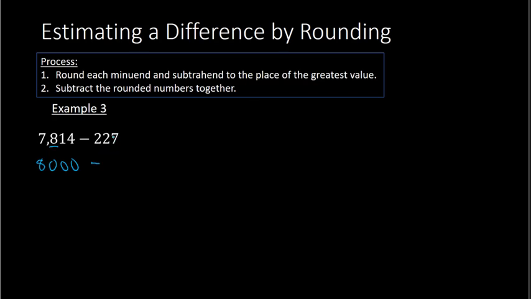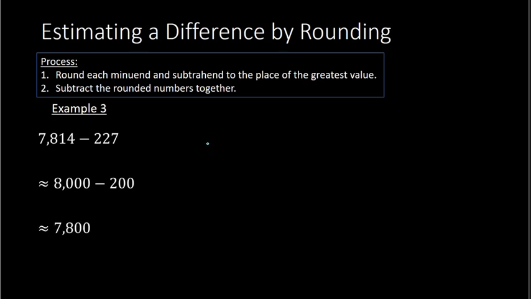And then the 227, we round to the hundreds place because that's the biggest place value. And so we look at the tens place to round. So the tens place is a 2, that's smaller than 5, so I keep the 2 in the hundreds place right there at a 2. So what I have is 8,000 minus 200. So it's approximately 8,000 minus 200, which you can maybe do in your head, and that would be 7,800.